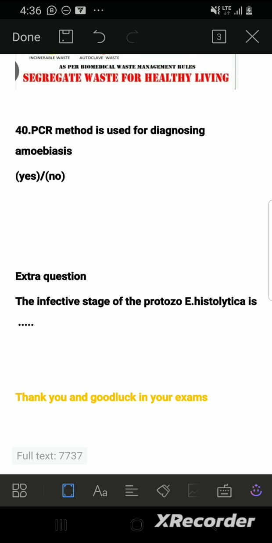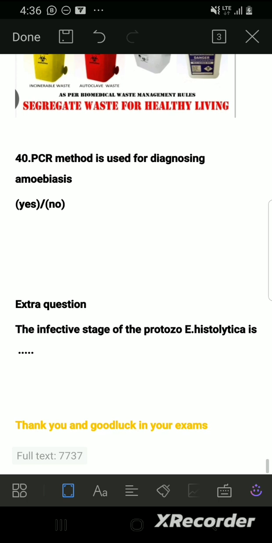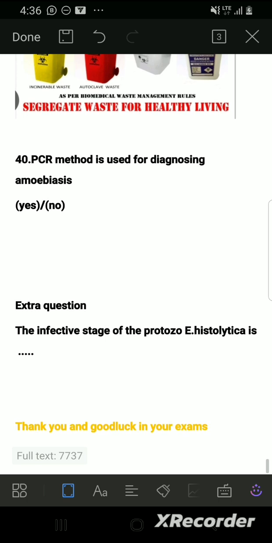The infective stage of the protozoa parasite Entamoeba histolytica is dash. This is the most common question, and as a parasitology student, you must know this. The infective stage is the quadrinucleate cyst. The quadrinucleate cyst is the infective stage of the protozoa parasite Entamoeba histolytica that causes amoebiasis in man.